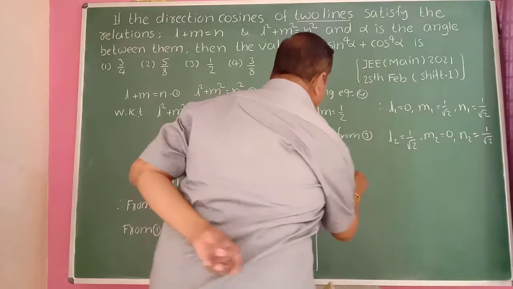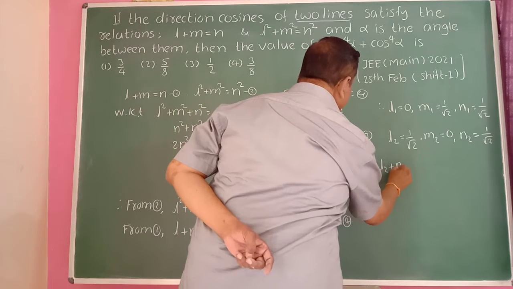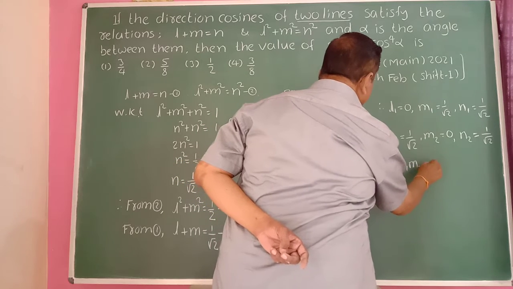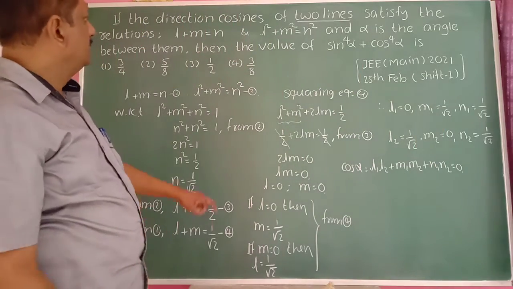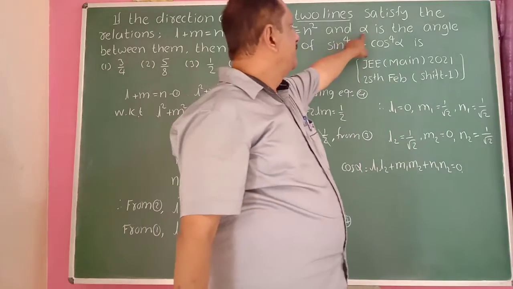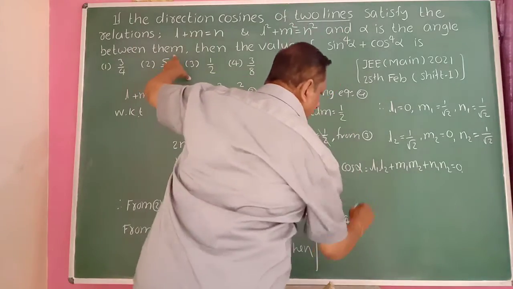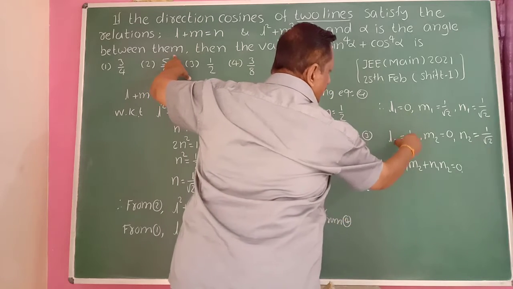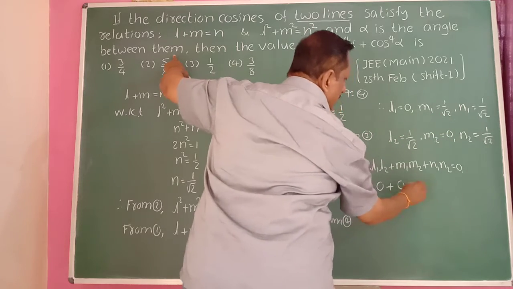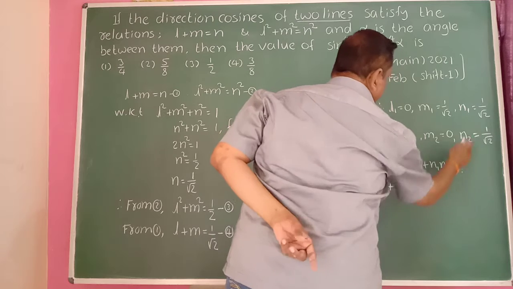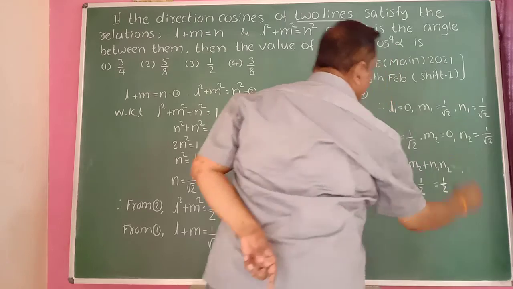Therefore, cos α = l₁l₂ + m₁m₂ + n₁n₂, because alpha is the angle between the two lines. So this equals l₁ into l₂, which means 0 into this becomes 0. m₁ into m₂, 1/√2 into 0, becomes 0. And n₁ into n₂ becomes 1/2. Therefore cos α is equal to 1/2.